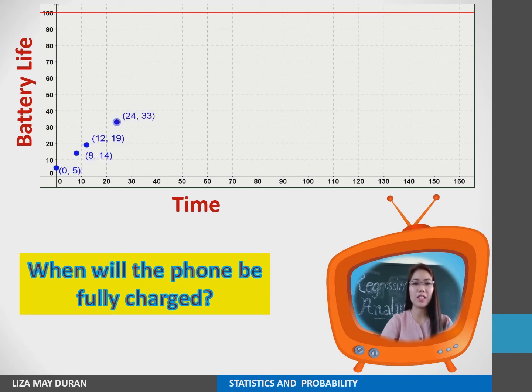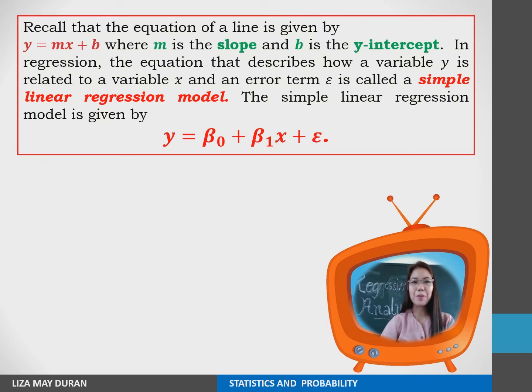What is the equation of the line? Can we use it to predict the possible time our phone will be fully charged? What do you think is the exact time when the phone will be fully charged? Let us recall that the equation of a line is given by y equals mx plus b, where m is the slope and b is the y-intercept.